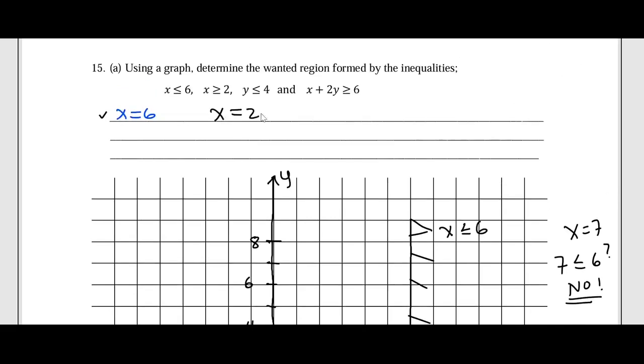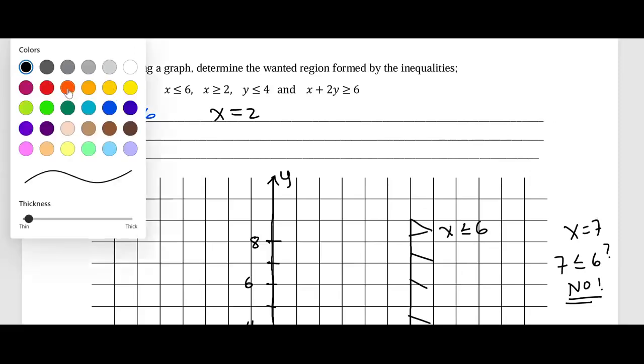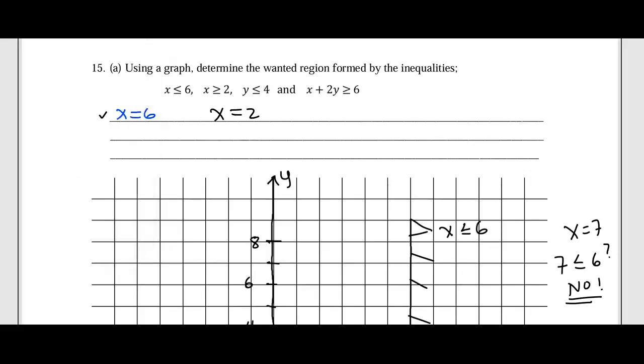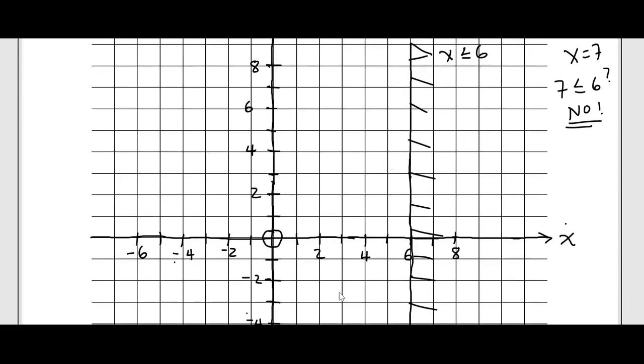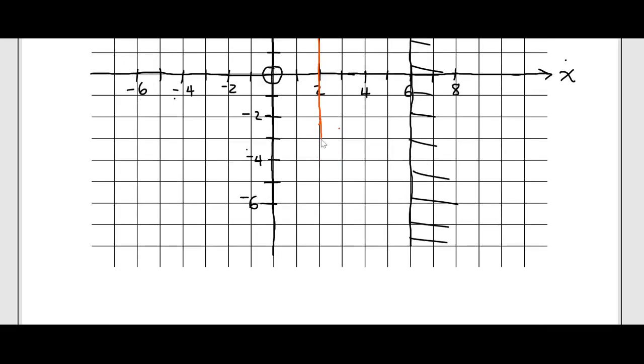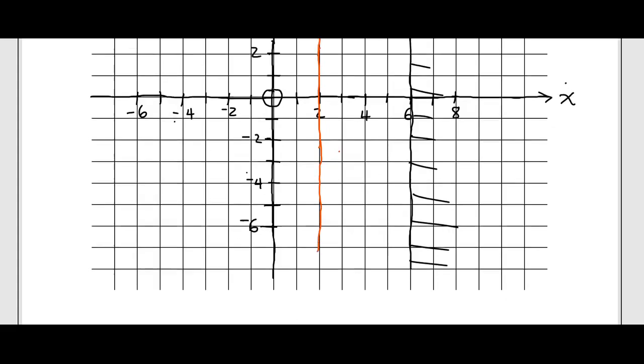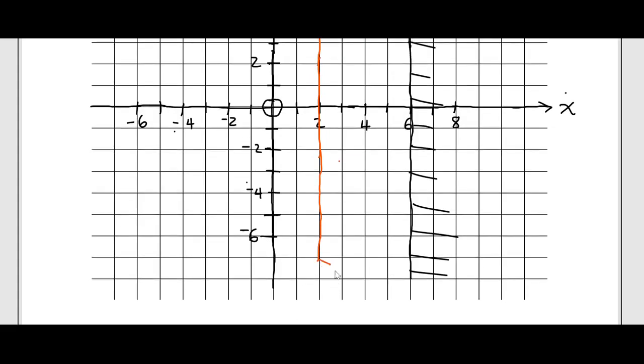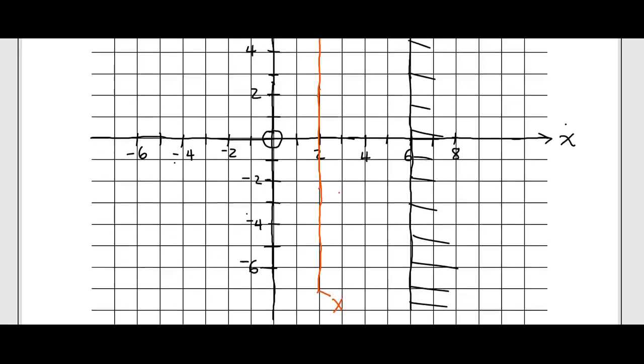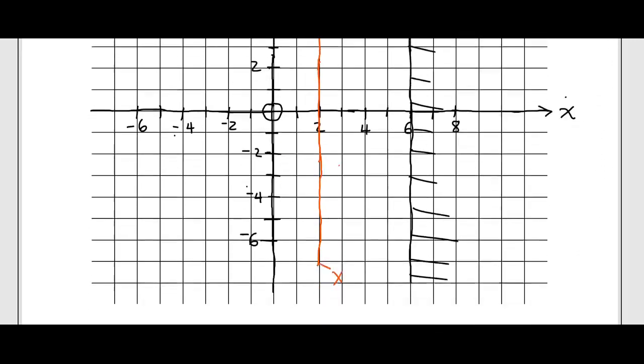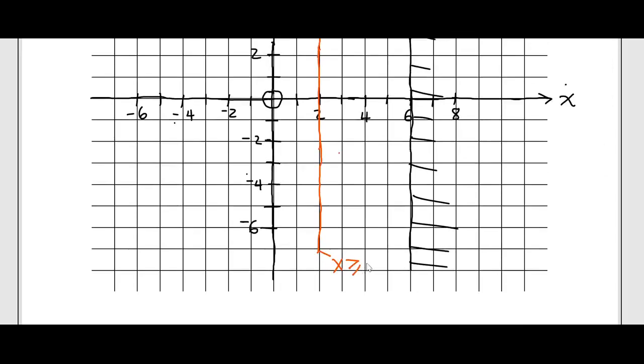x equals 2. Let me change the color. For x equals 2, it cuts the x-axis at (2, 0). So you come to the x-axis again, it is here. So the line cuts at 2. You just use a ruler and draw a straight line. I'm using my free hand and draw a straight line in that manner, as long as you want. Yes, this is our line. x is more than or equal to 2. Was it more than? Yes. x is more than or equal to 2.